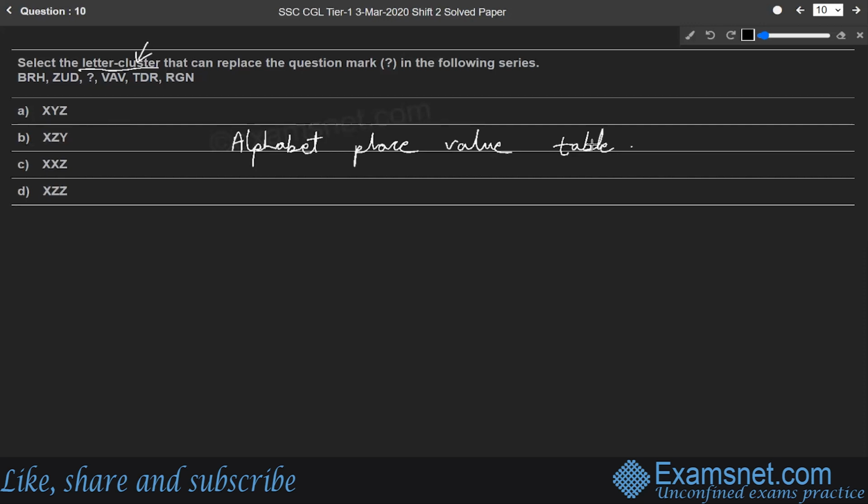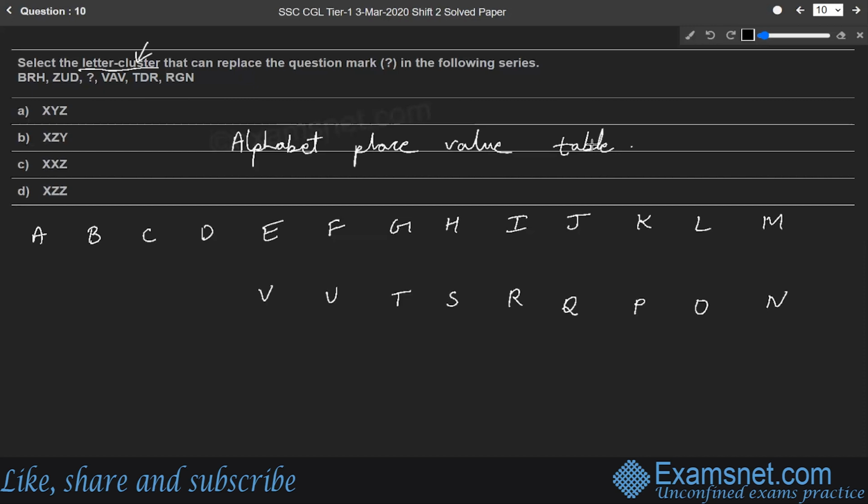To make this table, firstly we have to write all the alphabets in order. So writing them A, B, C, D, E, F, G, H, I, J, K, L, M, N, O, P, Q, R, S, T, U, V, W, X, Y, and Z. Now what we have to do is we have to write their positional value.